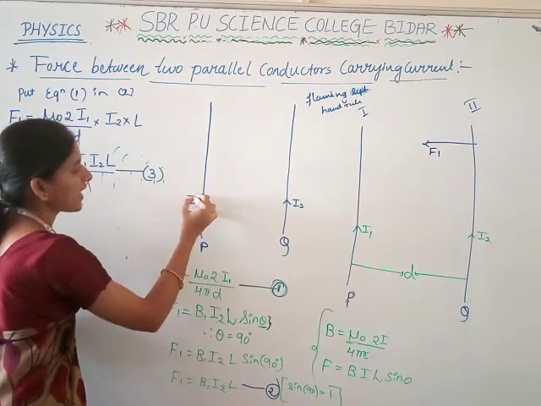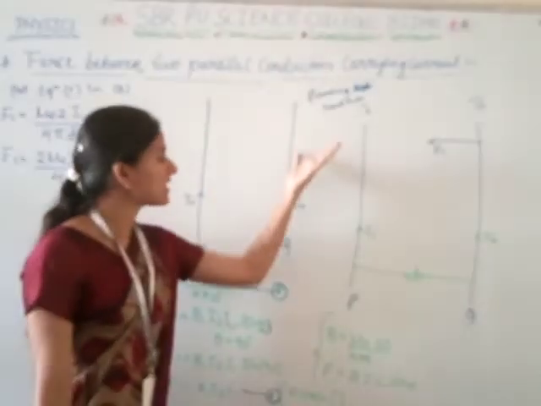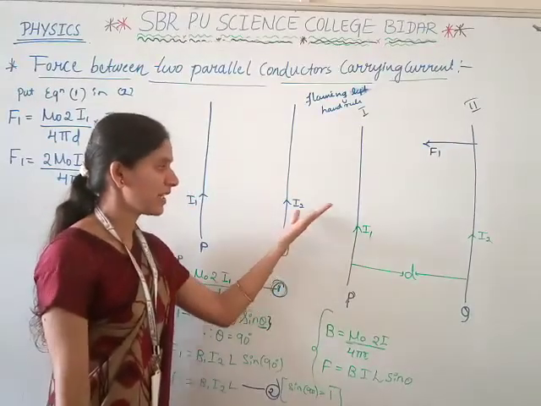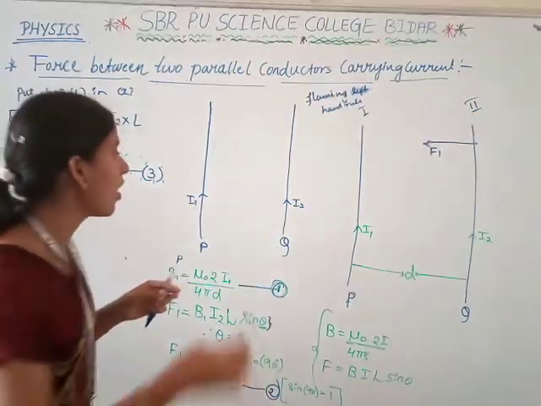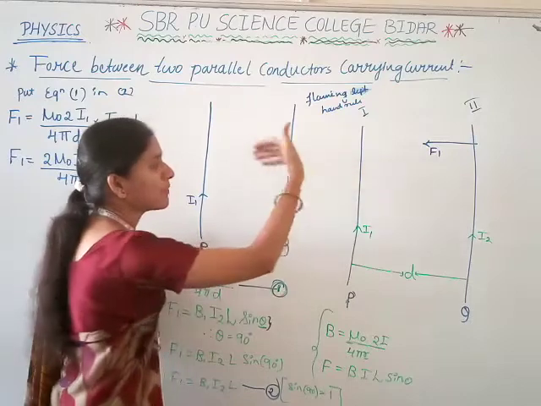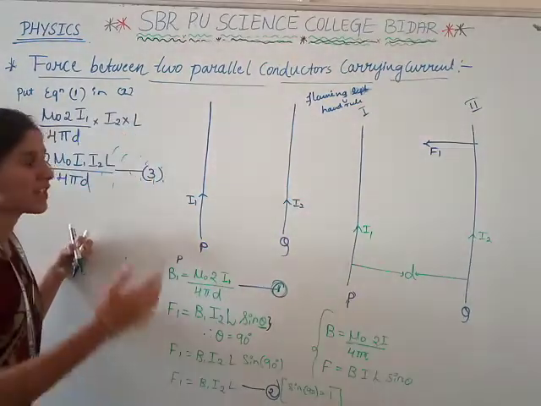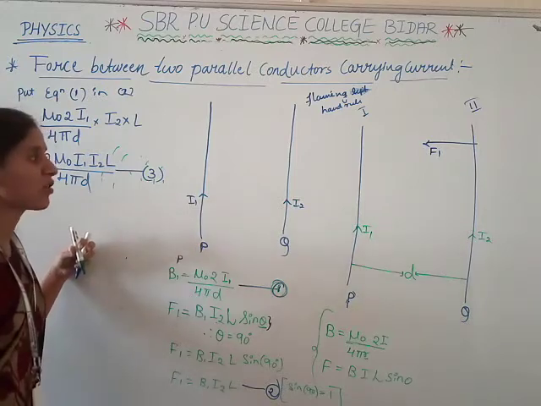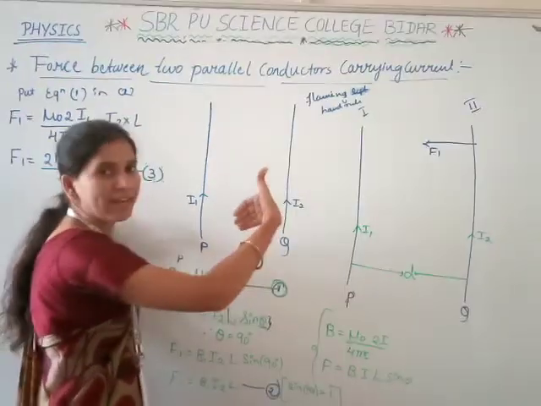In which the current I1 is flowing here. Okay. When we are considering a conductor Q, the current I2 is flowing, which means it produces a magnetic field. In which direction does it produce the magnetic field? It is the inward direction and what is the outward direction, by applying Fleming's left hand rule.